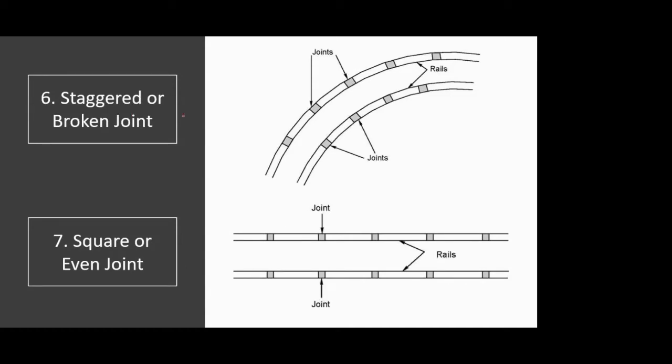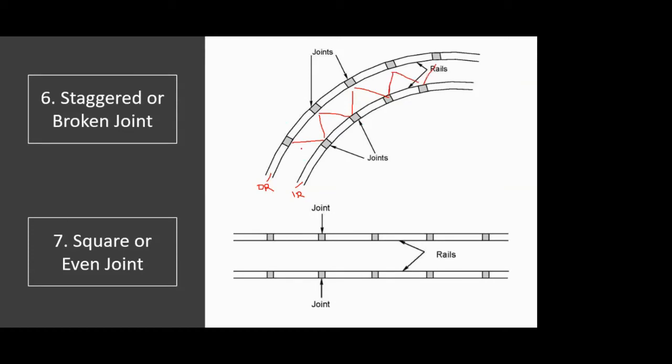In a staggered joint, you have two rails, as we all know, in the permanent way. Suppose this outer rail and this inner rail. Obviously both the rails will be in parts and they will be joined, but it is taken care that the joints never come in front of each other, or in other words, the joints are never parallel. They are in a staggered manner like this.